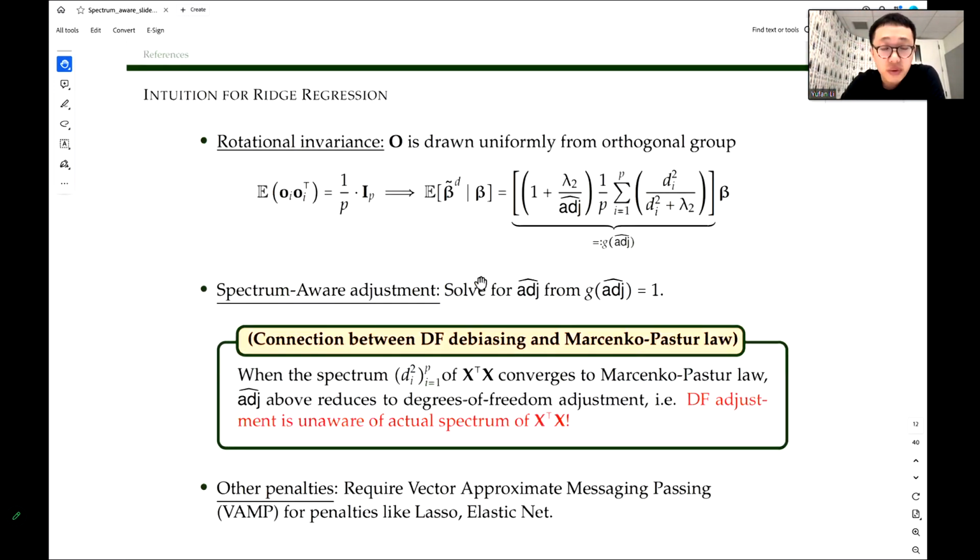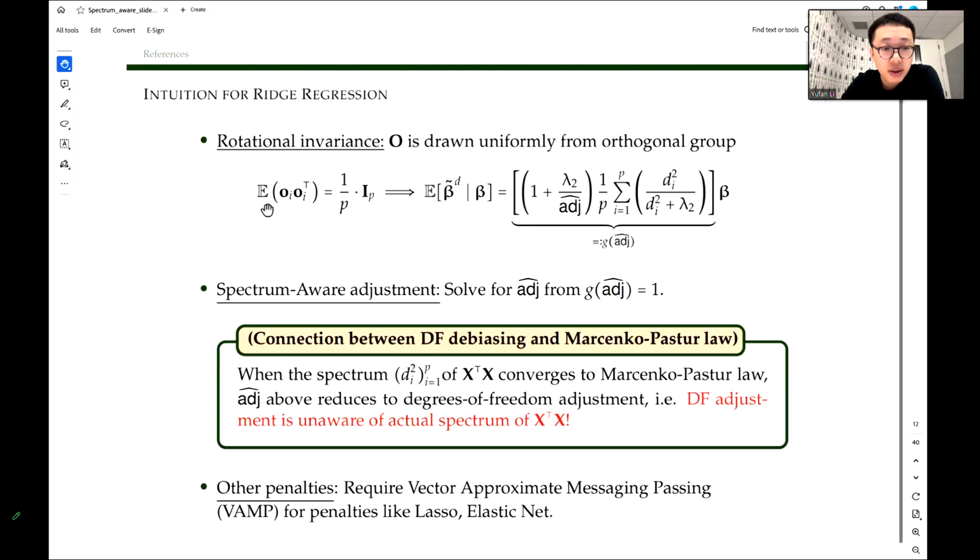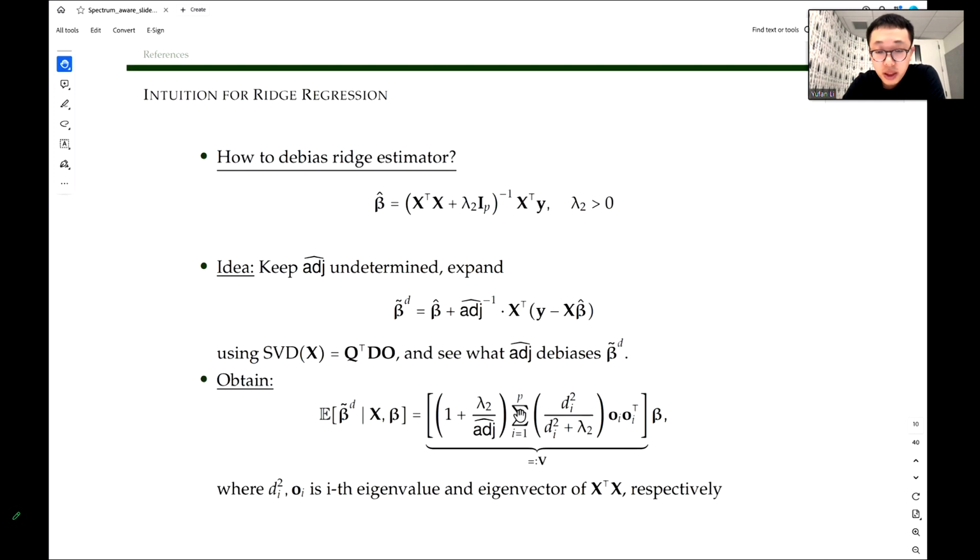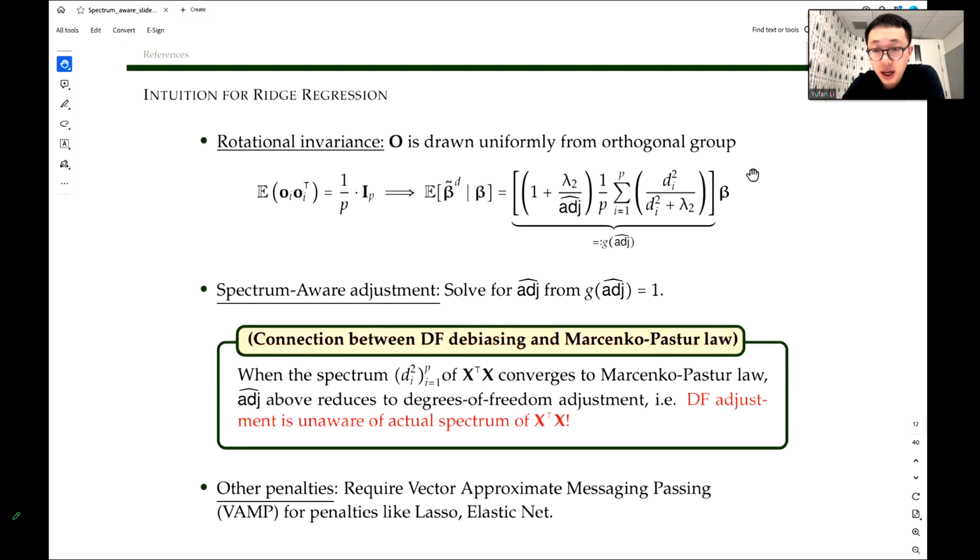So given this assumption, we have that the expectation of the pair OI transpose is just identity pre-multiplied by 1 over P. And then you can write this matrix quantity V basically as a scalar times beta. Then what you do is you choose the adjustment coefficient so that this scalar equals 1. This is exactly the spectrum-aware adjustment we propose.